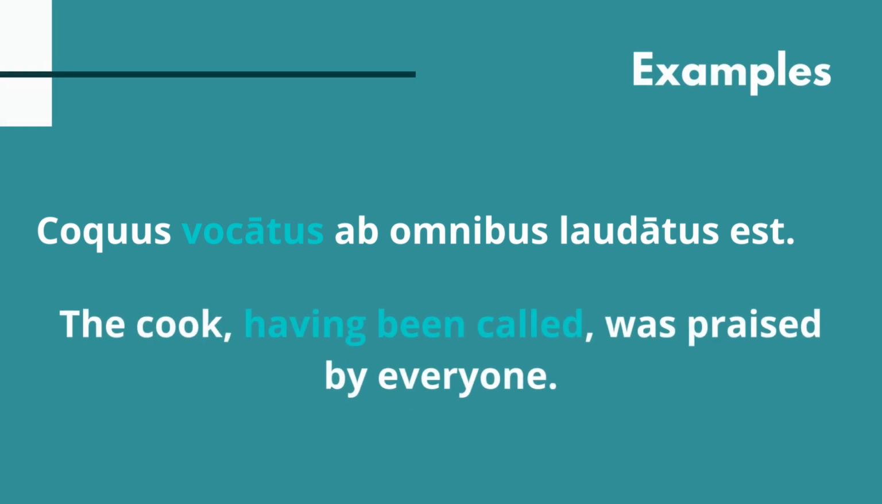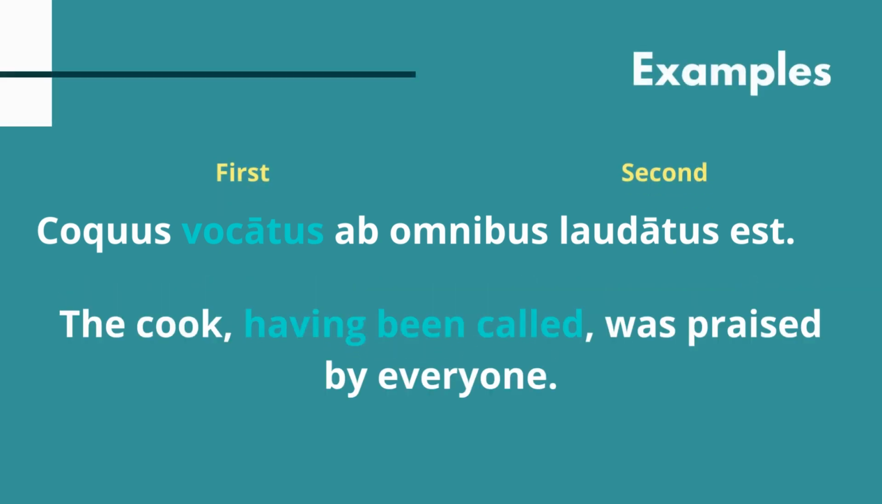So if we were to translate this sentence, right, you'd say the cook, having been called, was praised by everyone, right? Vocatus is my PPP. It's describing the cook, right? It's not just any cook. It's the cook who was called, having been called, right, is what we're getting at here. It's working as a verbal adjective, right? So it's the verb to call, but it's describing something. I am describing the cook. It's not just any cook. It's the cook that was called, right? That's the one way to think about it.